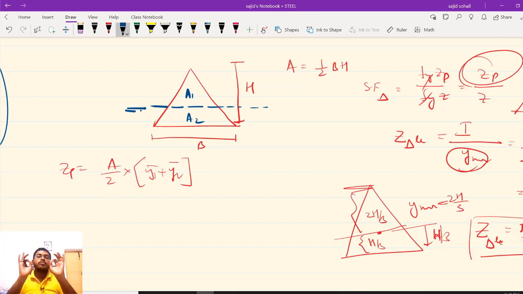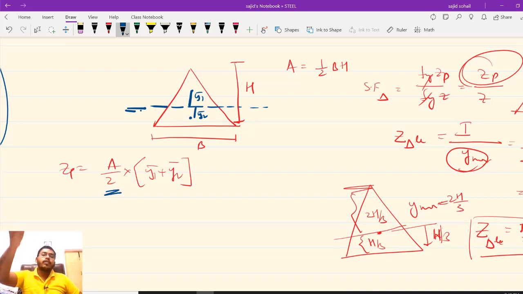So मुझे अब क्या चाहिए? मुझे बस centroidal ये distance चाहिए from the centroid of this area 1 to the neutral axis. This will be my y1 bar, and the centroidal distance of this trapezoid at the bottom to the neutral axis will be y2 bar. बस मुझे दो वैल्यू चाहिए. I know the area, I know the a by 2 value. I just have to find y1 bar, y2 bar, substitute in the formula, and get my zp value. So एक थोड़ा tricky है. We have to calculate this carefully.